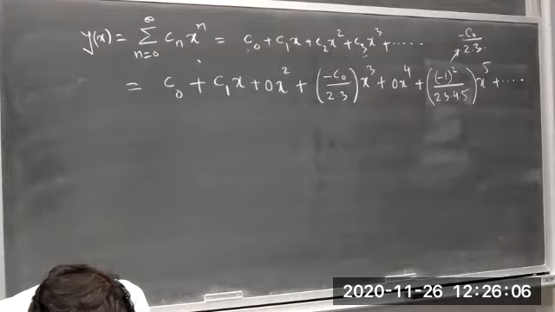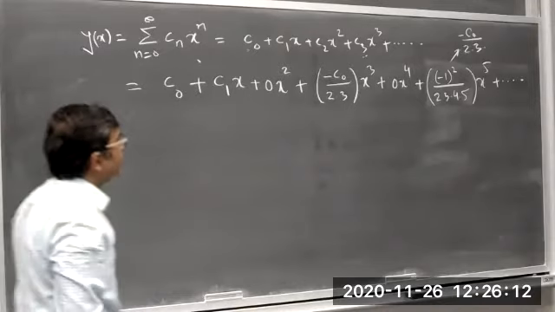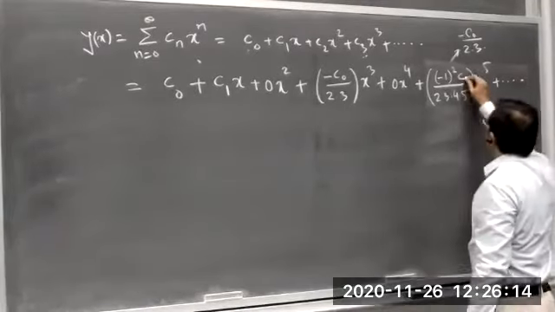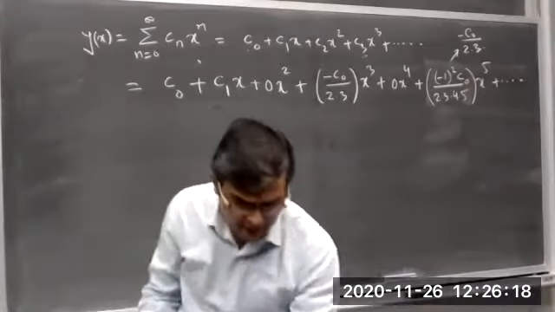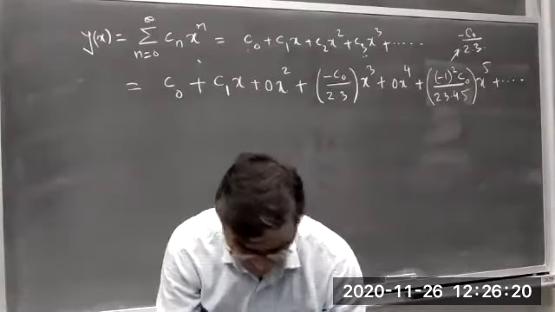Shouldn't the coefficient of C5 also be multiplied by 0? Yes. Here we must have C0. Thank you. And similarly, we can find many other constants.